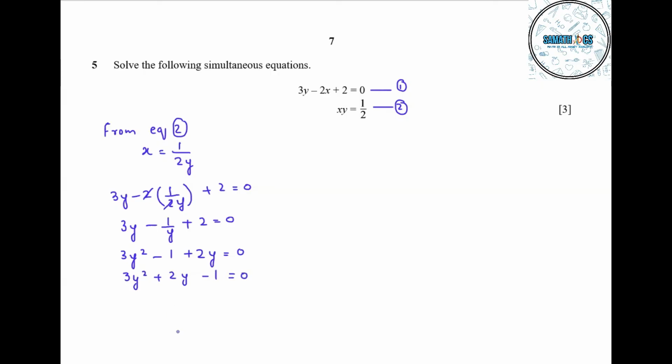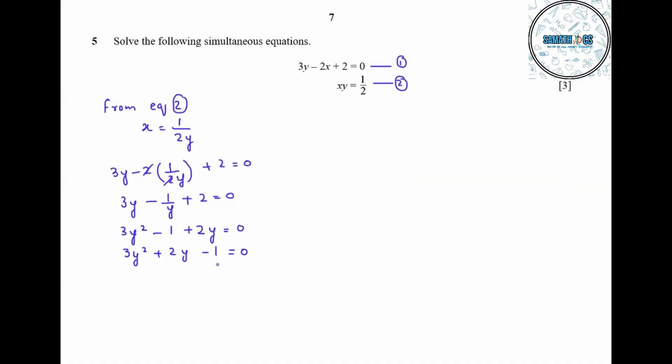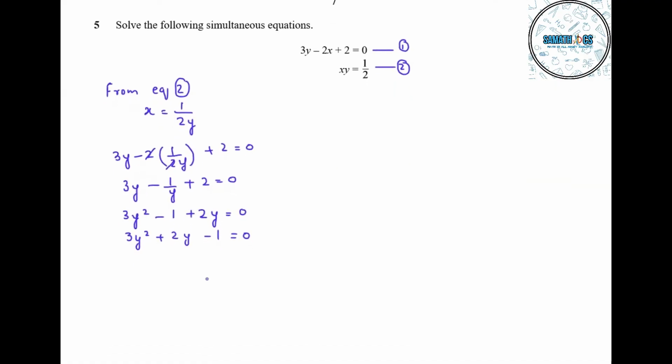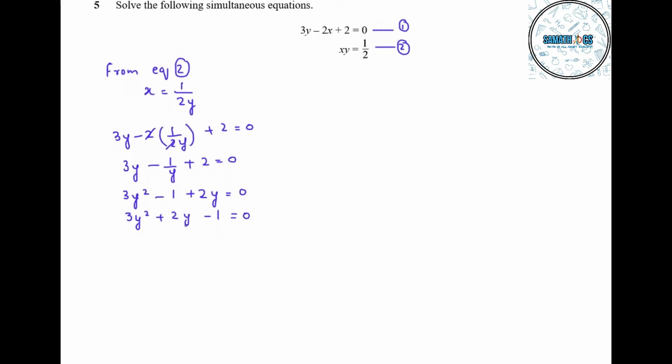We can do middle term breaking. 3 multiplied by 1 is 3 and it is minus 3. So we have to make factors of minus 3 in such a way that we get plus 2y.